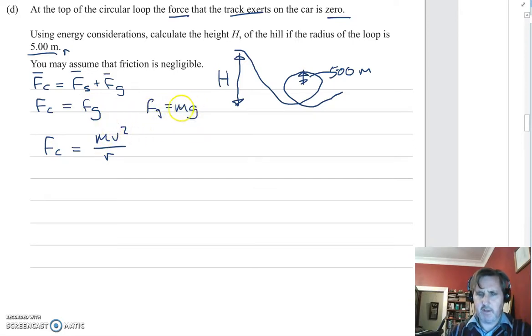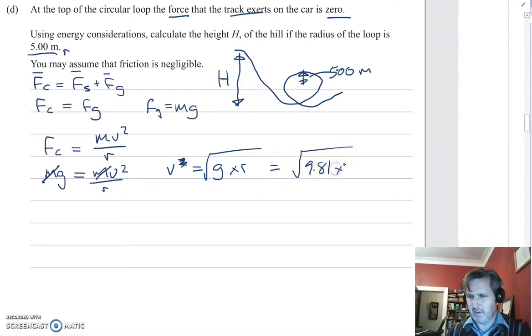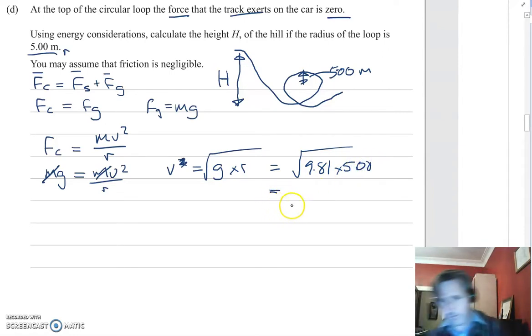So because Fc equals Fg, and Fg equals mg, we can put mg in here. mg equals mv squared over r, and we can simplify by cancelling out the two m's, and I want to rearrange this to find the velocity at the top. Okay, so we get v squared equals g times r, or v equals the square root of g times r, equals the square root of 9.81 times 5. And that gives us an answer of 7 meters per second.